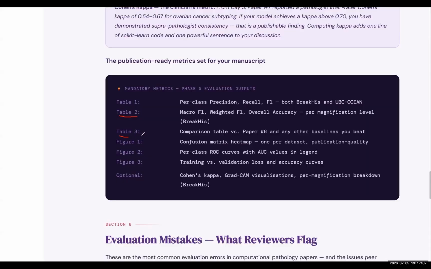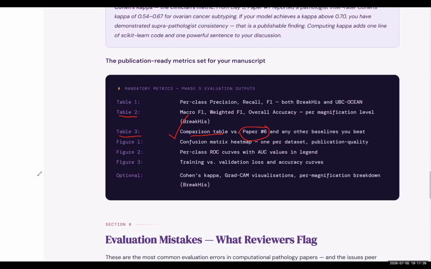Okay, and for table 3, you will have a comparison table. Now don't go with this paper number. Whatever, we will set some standard reference papers. We'll compare with the previous works that were done. We'll compare our work and some previous work also, and we'll try to achieve a better result.